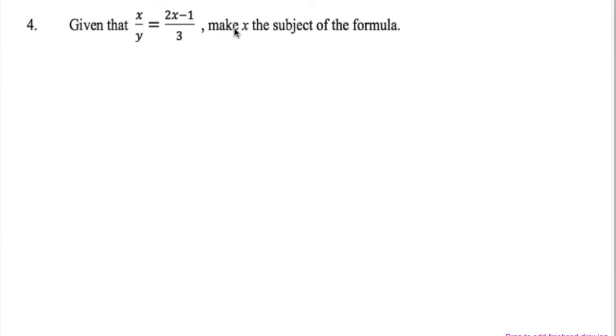Question number 4. Make x the subject of the formula. Since we have a fraction on both sides, we begin by cross multiplying. Multiplying diagonally, we have y multiplied by 2x minus 1 equals 3x. Next, we open up the brackets. 2x y minus y equals 3x.